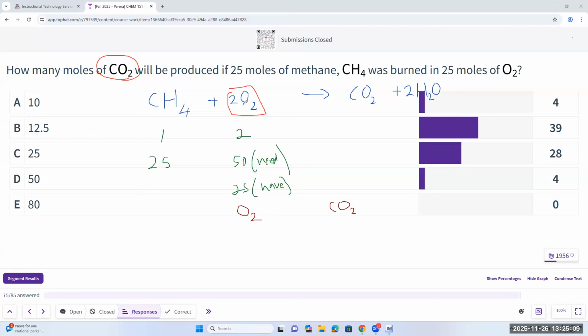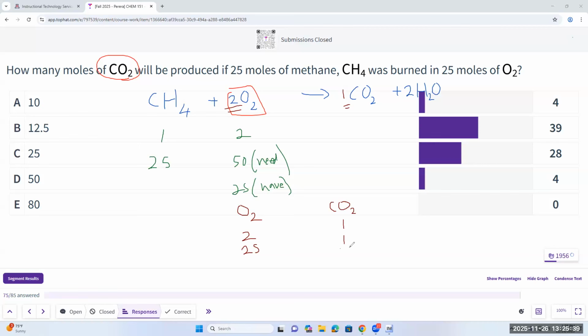According to the balanced chemical reaction, from 2 moles of oxygen, how many moles of carbon dioxide do we get? 1. With 2, we're going to get 1. So if that is the case, with 25 moles, how many moles of carbon dioxide can we get then? Anybody? There's some math involved here, right? So the way you do that is this. With 2, you're going to get 1.